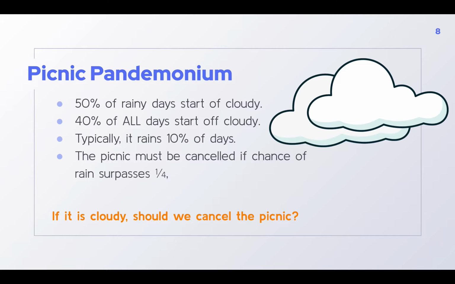So here's an idea. 50% of rainy days start off cloudy, but 40% of all days start off cloudy. Typically, it rains on 10% of days, but we have to cancel our picnic if the chance of rain surpasses 1/4. So it's already cloudy. Should we cancel the picnic?